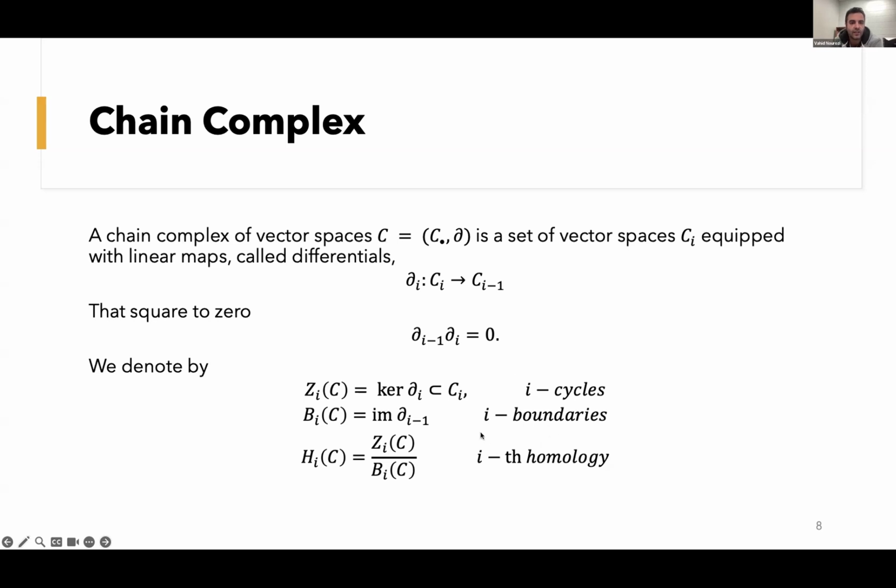And also we have other definitions and concepts in the chain complex: i-cycles, i-boundaries, and i-th homology, with which we can find the parameters of the quantum code. And I have an example. I will show how we can find quantum code parameters using this concept.